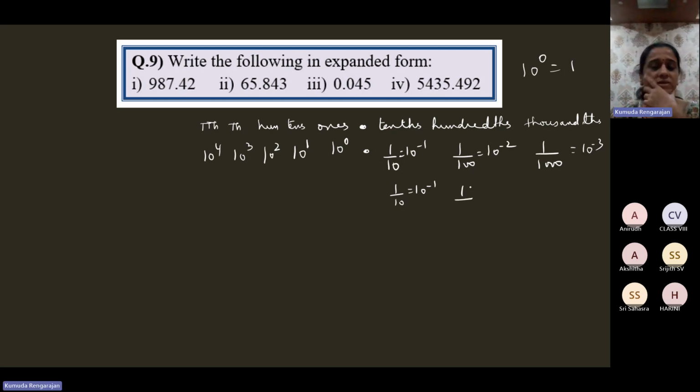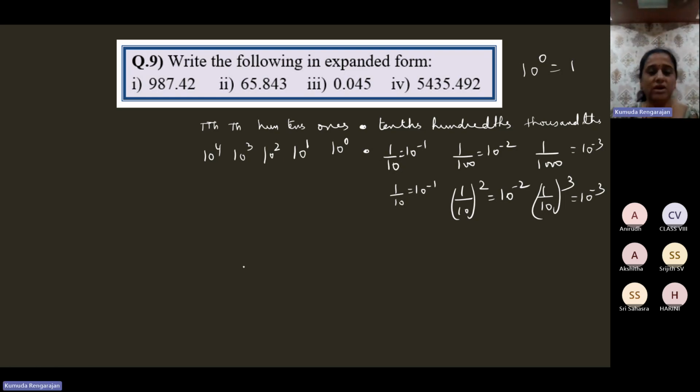And what is this one? 1 by 100? It's nothing but 1 by 10 the whole squared. 1 by 100 is 1 by 10 the whole squared. Reciprocal of the base, negative of the power. Reciprocal of 1 by 10, 10. Negative of 2, minus 2. So 1 by 100 is also 10 to the power minus 2. 1 by 1000, it's 1 by 10 the whole cubed. Reciprocal of the base, negative of the power.